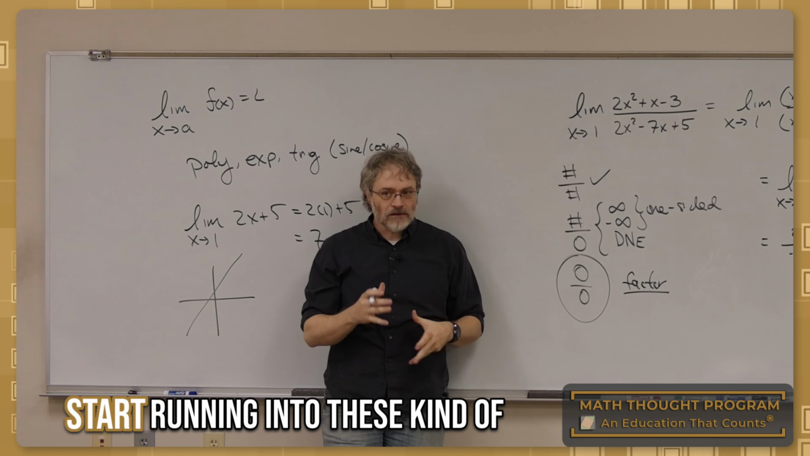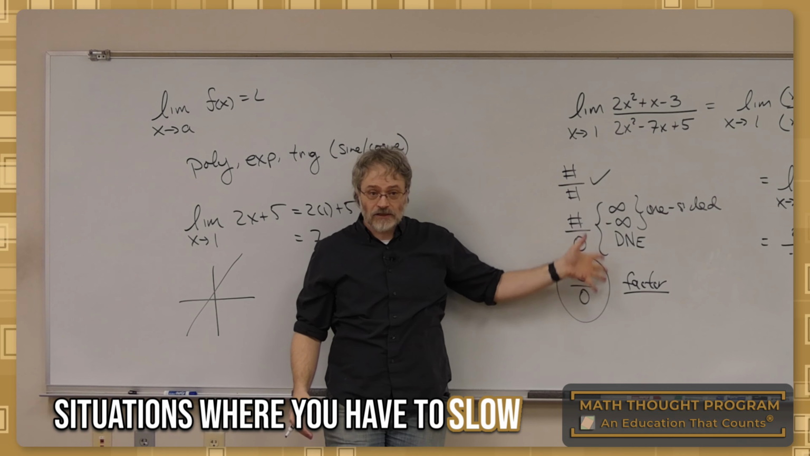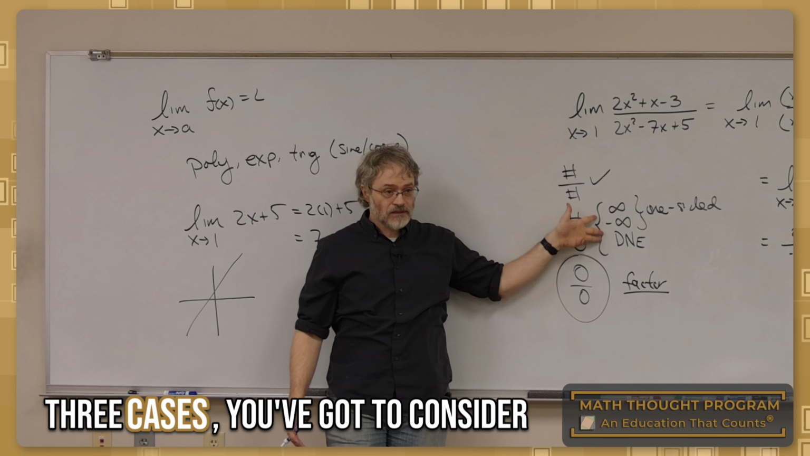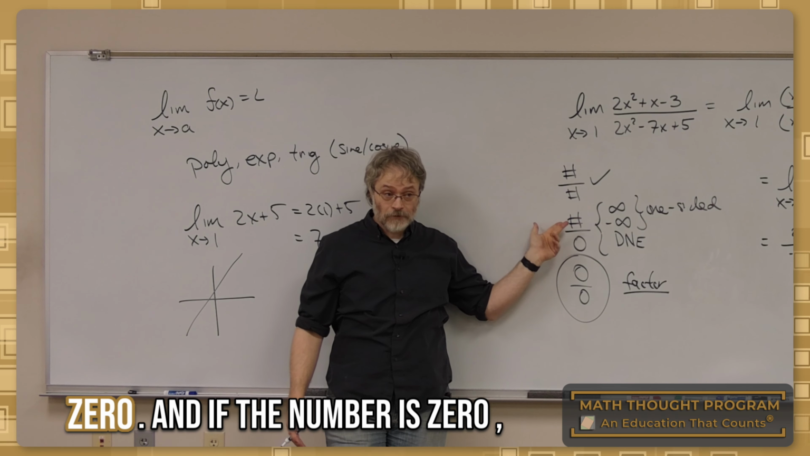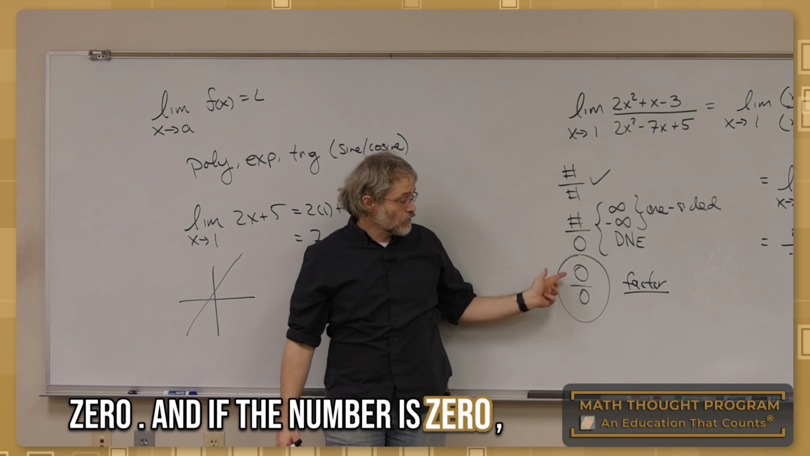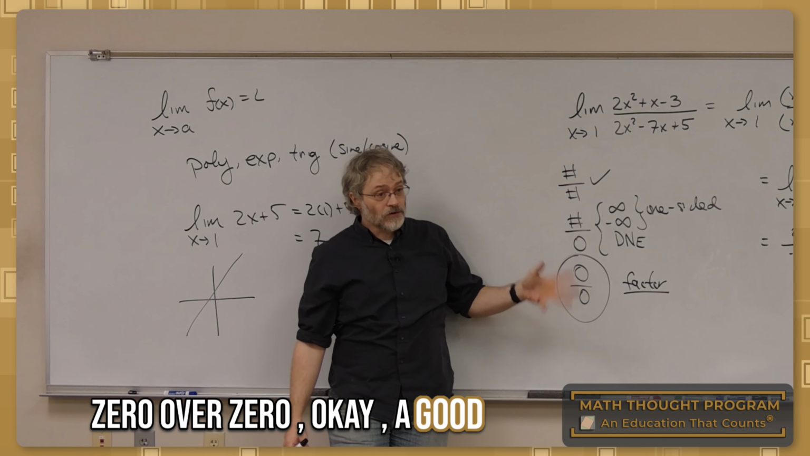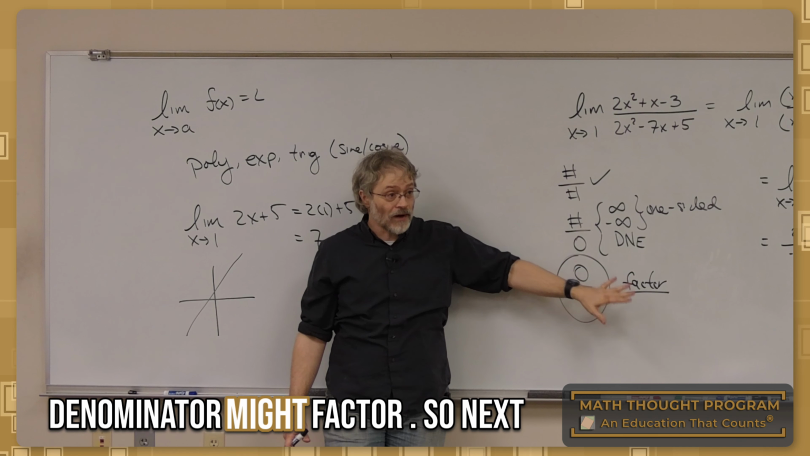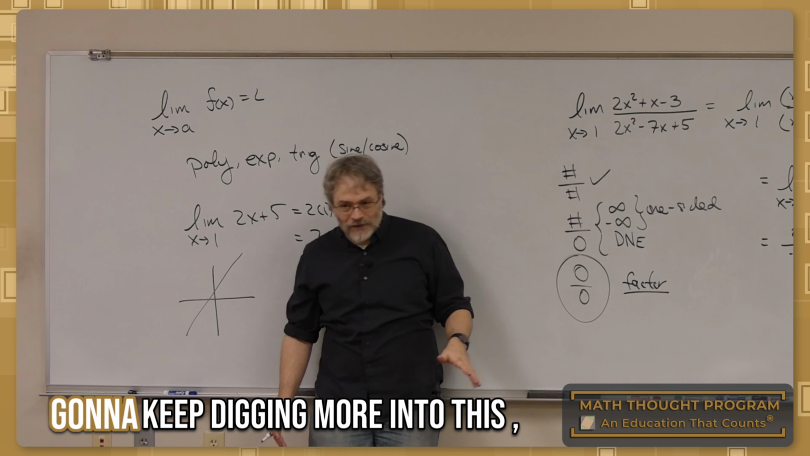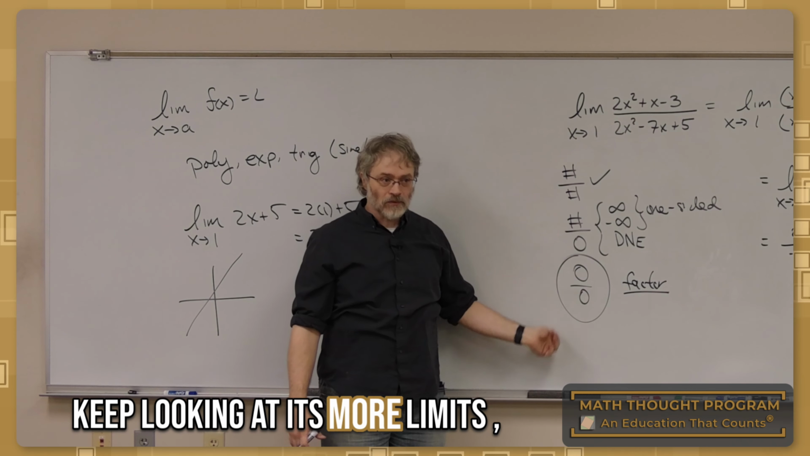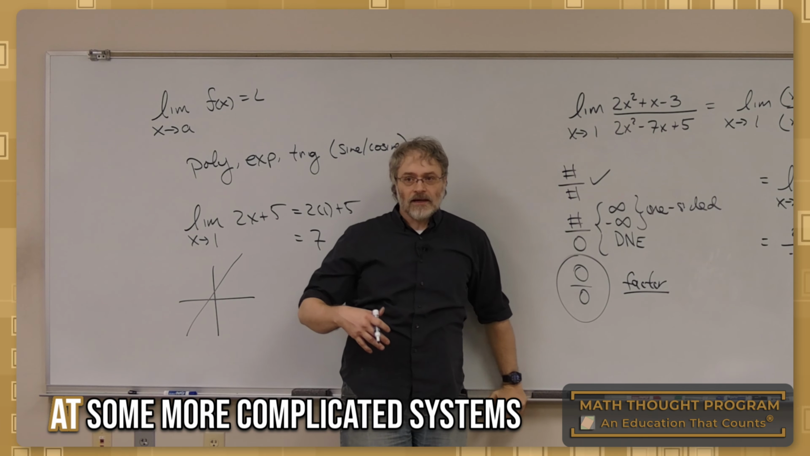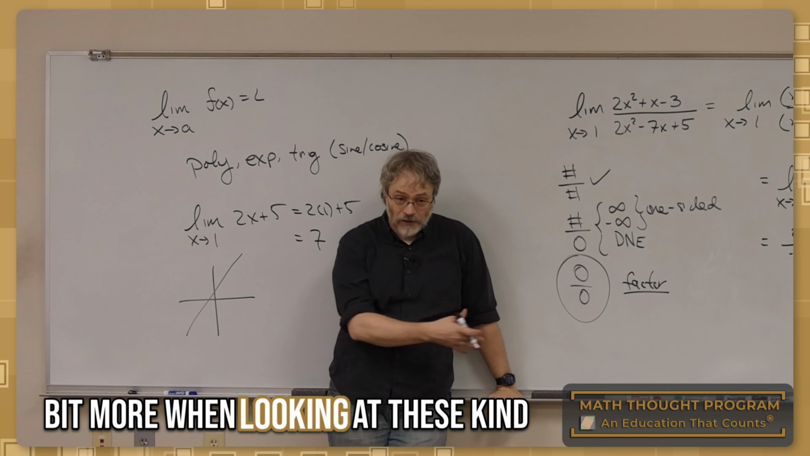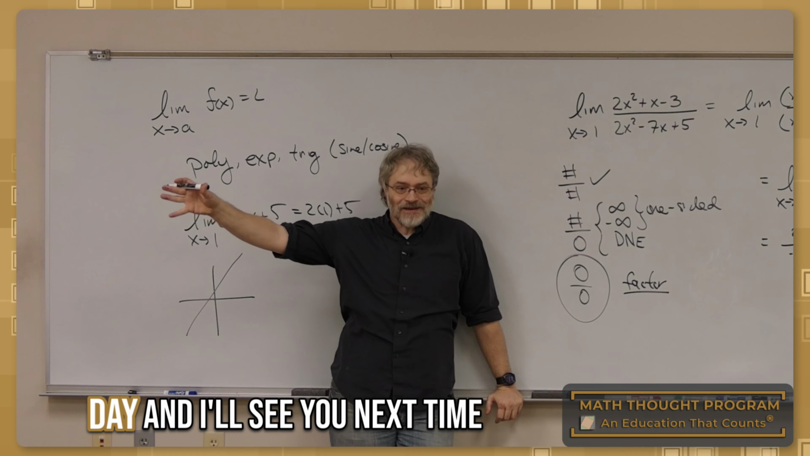The issue is when you run into situations where you have to slow down a little bit more. If you have a number over 0, there are 3 cases you've got to consider, as long as the number is not 0. And if the number is 0, 0 over 0, a good strategy is to look at how the numerator and the denominator might factor. Next time we're going to keep digging into this, looking at more limits algebraically, looking at more complicated systems, and seeing what we can do to help speed up the calculations. You guys have a great day, and I'll see you next time.